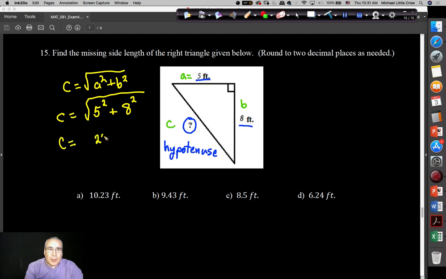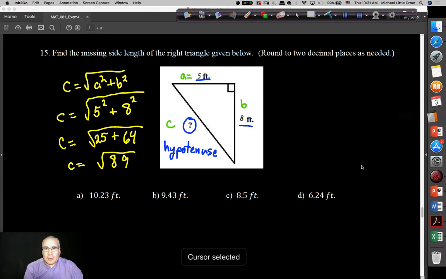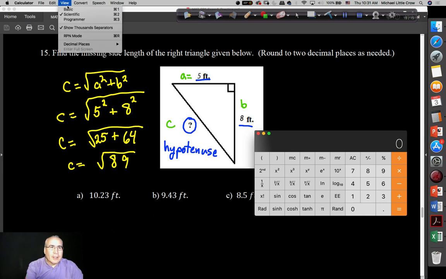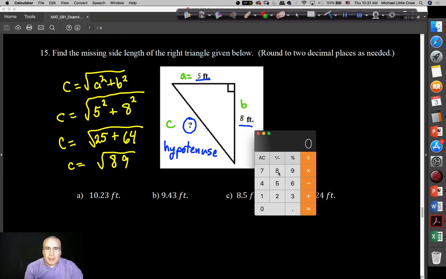5 squared is 25. 8 squared is 8 times 8. That's 64. Let's add them together. 5 plus 4 is 9. 2 plus 6 is 8. So we need the square root of 89 for our answer. And for that, this is one where you get to use the advanced features of your calculator, I think. Let's see if the basic one has it. There is no square root here.